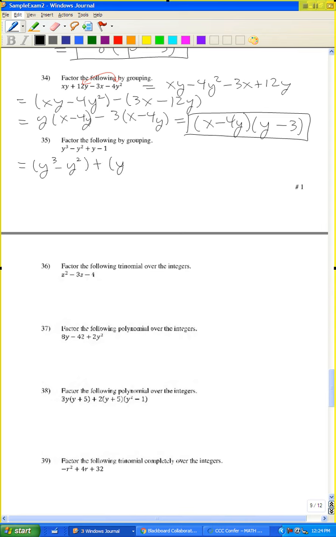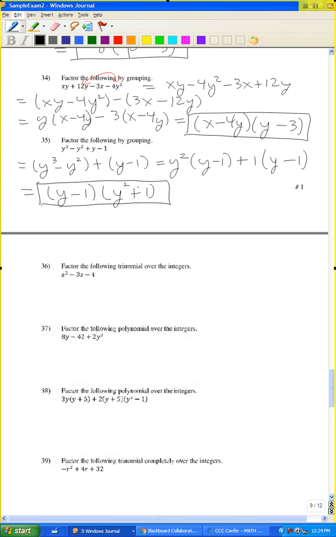Last two terms. Factor out what's in common: y squared. What remains? y minus 1. Factor out what's in common: 1. What remains? y minus 1. And so what's in common is y minus 1. What remains is y squared plus 1. And we're factoring over the integers, or over the rationals, let's suppose. You could factor further if you're factoring over the complex numbers.